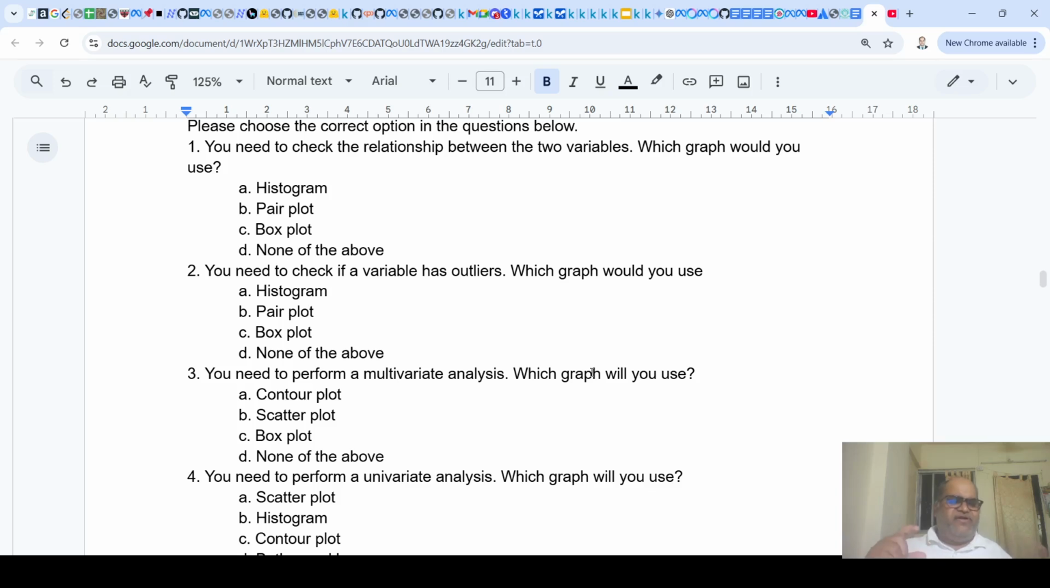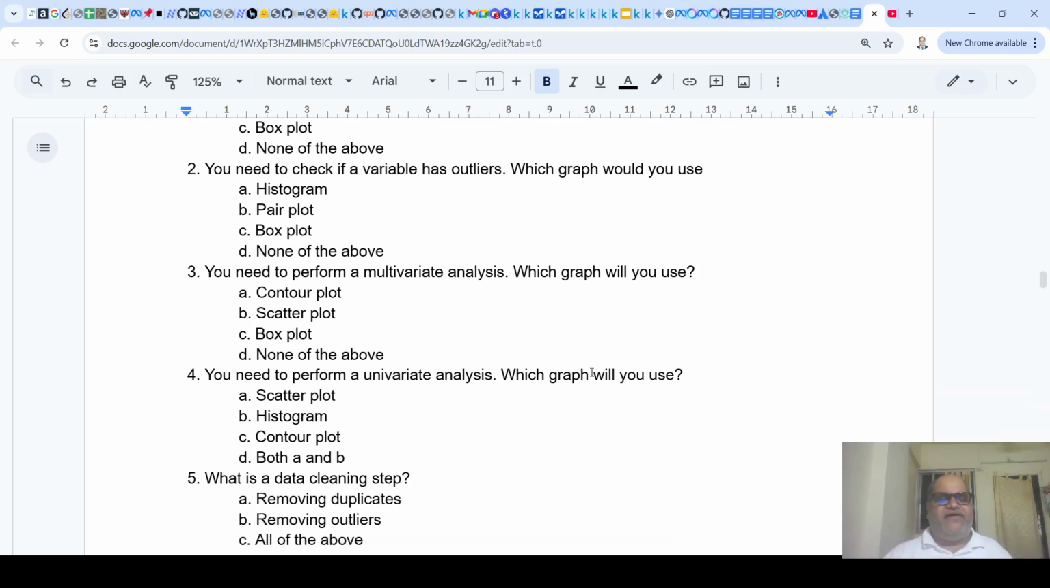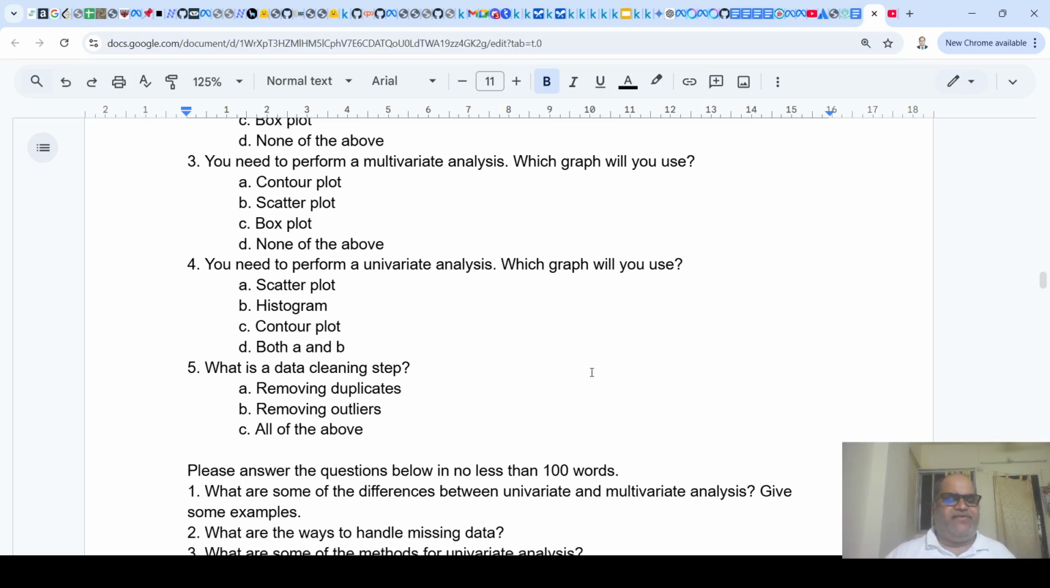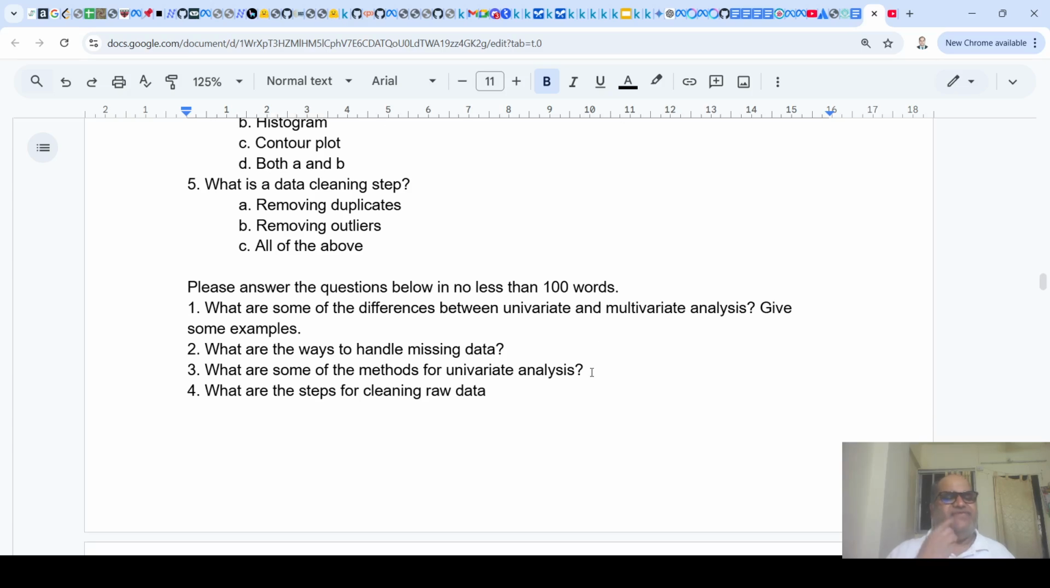As you know, box plot will give you the spread, right? So histogram and pair plot will not be suitable. Box plot will give you an easy visualization of outliers, right? For multivariate, as you see, contours could be better suited. For univariate, if you are looking at a scatter plot or histogram, both can be used. Data cleaning, as you saw, right? Removing duplicates, removing outliers, all of the above. So in this case, you have to choose all of the above, because both could be part of the data cleaning step.